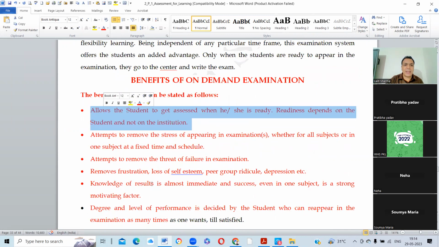First, on-demand examination allows the student to get assessed when he is ready. Readiness depends on the student and not on the institution. On-demand examination means, as I have already made clear, our examination system is totally child-centered. When the child is ready, then he can give the exam. This is called on-demand examination. Guys, if you remember, under assessment and evaluation I have discussed a lot about this thing.